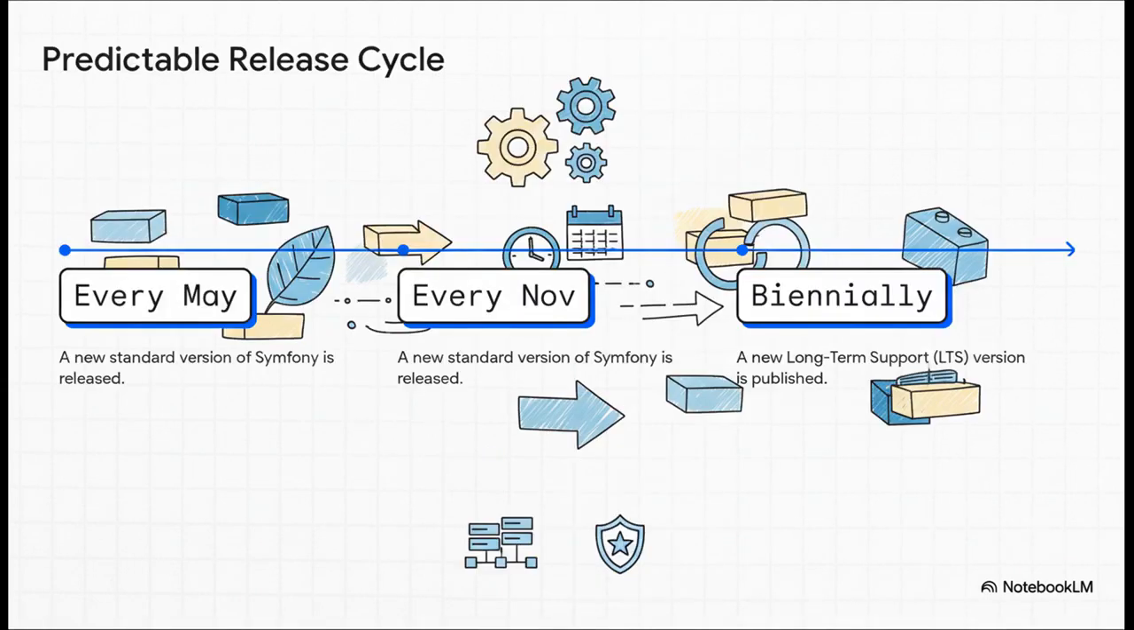And here's how they deliver on that promise of stability. Symfony has a super strict, predictable release schedule. A new version comes out every 6 months, like clockwork, one in May, one in November. It's so regular that businesses can actually plan their entire development roadmaps around it with confidence.